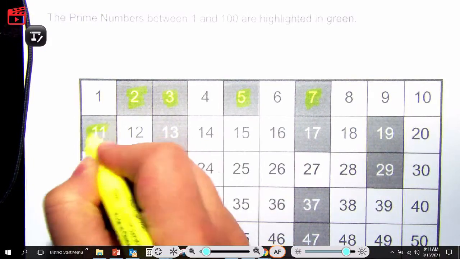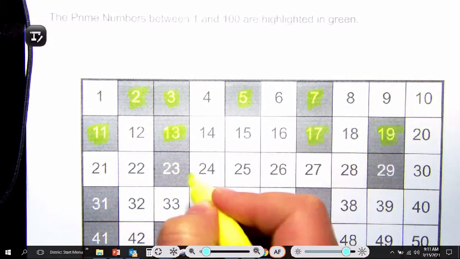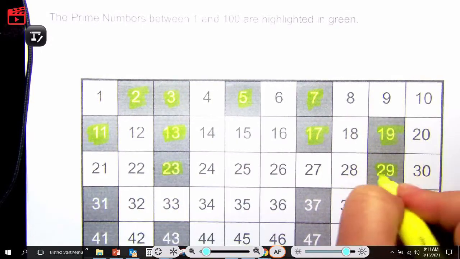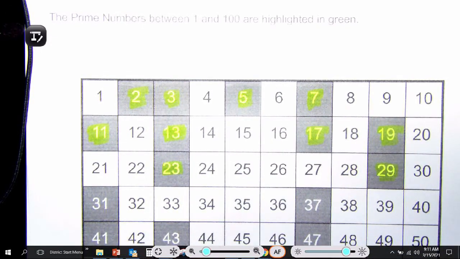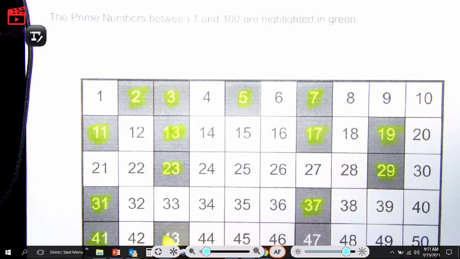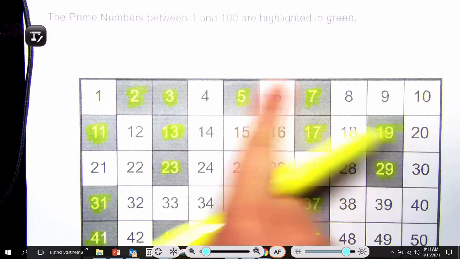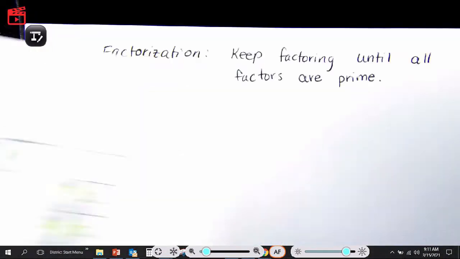So how do you know which numbers are prime? You can use the definition, or sometimes when the numbers get really big, it's a little confusing to know which ones are prime. So you're going to use this prime chart to determine if you stop or if you continue working. Typically we're going to be using these smaller numbers.